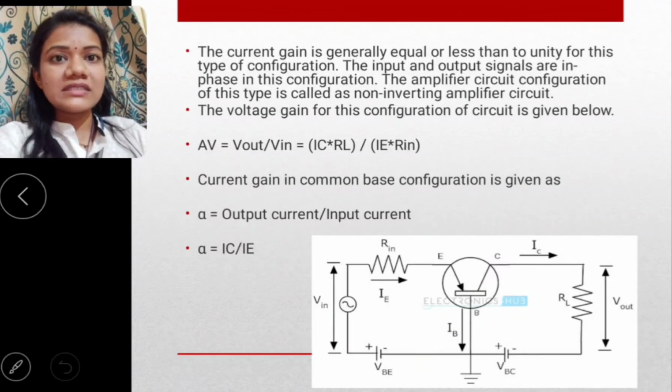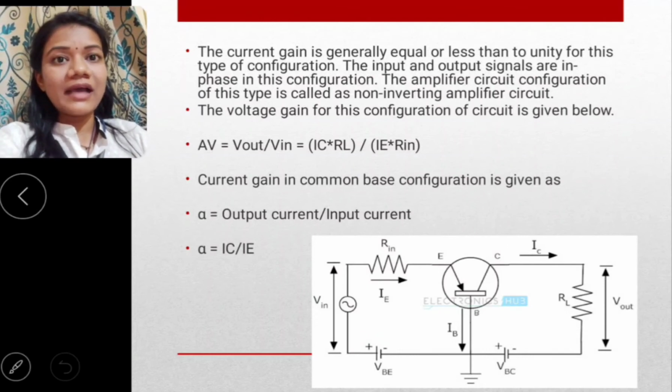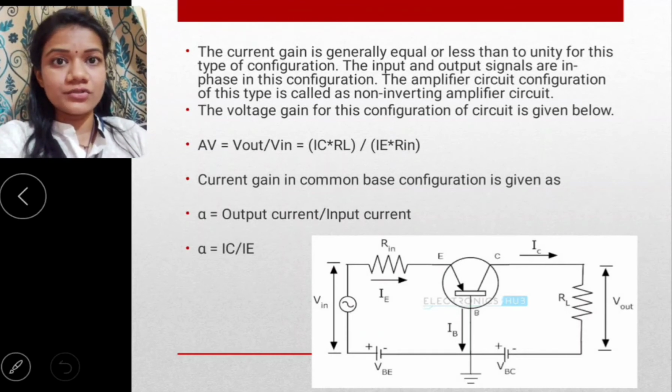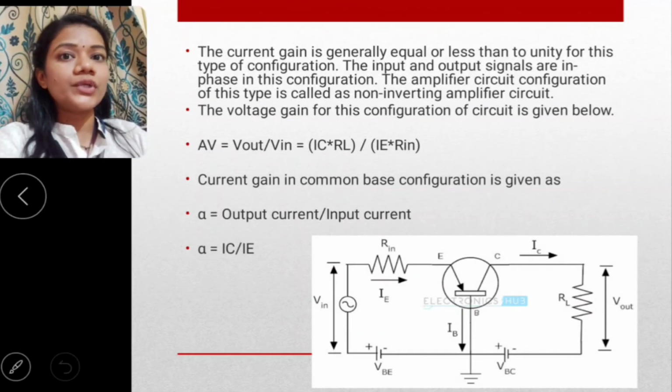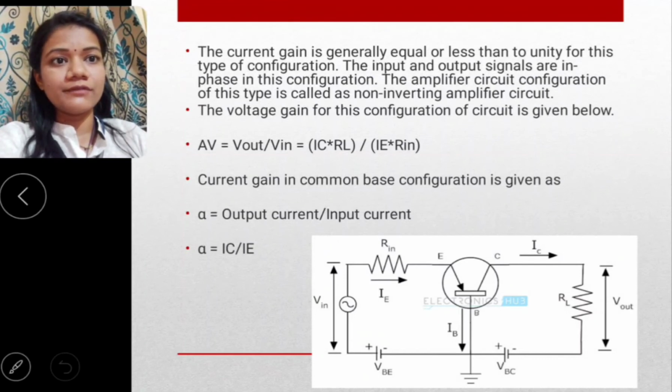Now suppose we have to calculate the current gain. How do we get the current gain? It is generally equal to unity. So for common base configuration, our current gain is unity, which means 1. The input and output signals are in phase in this configuration. The amplifier circuit configuration of this type is called a non-inverting amplifier circuit.